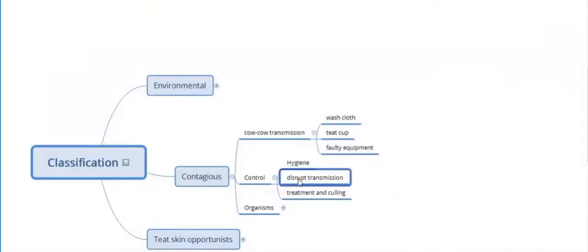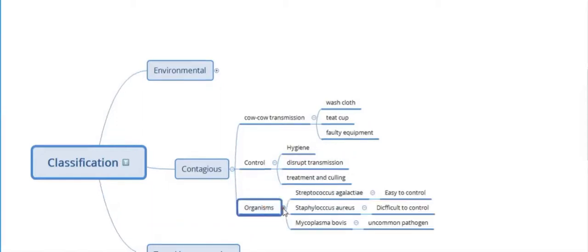But since contagious mastitis can be transmitted only from one animal to another, and there is no environmental risk involved, it is relatively easy to control. And what are the organisms that cause contagious mastitis? Usually it is Staphylococcus aureus, and it is a notorious organism, being very difficult to control.